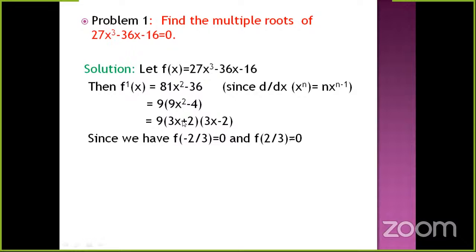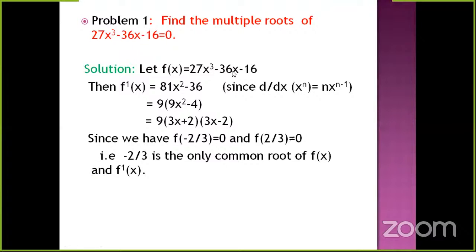So here I can conclude that minus 2 by 3 and plus 2 by 3 are the two roots of this f dash of x. Now my work is to check which one is the common root with f of x. So substitute here. Since we have f of minus 2 by 3, if I substitute x equal to minus 2 by 3 in this equation, I will be getting 0. And if I substitute 2 by 3 here, I'm not getting 0.